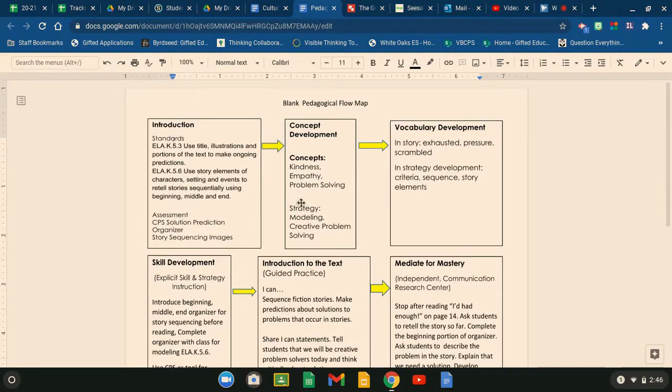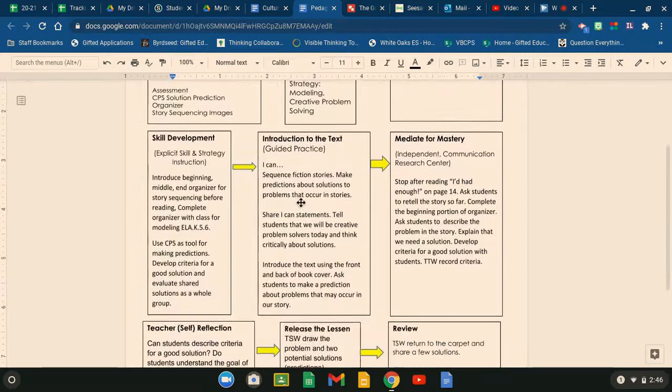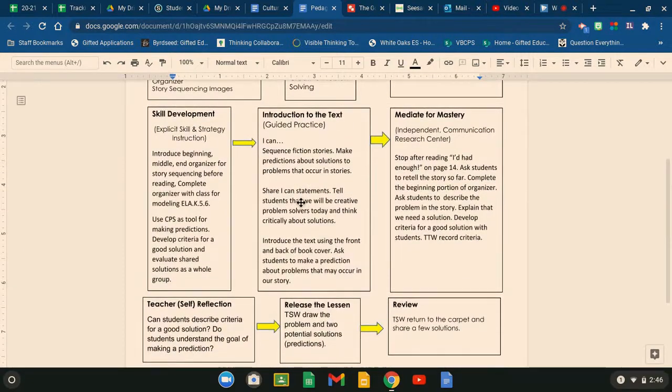So, we started by reading the story, thinking about sequencing the story. We stop at a point and then we give them an opportunity to brainstorm solutions. So, I wanted students to come up with as many as they could, at least two. They drew their solutions and talked about their potential solutions and why they were good solutions. And then we came back to the carpet.